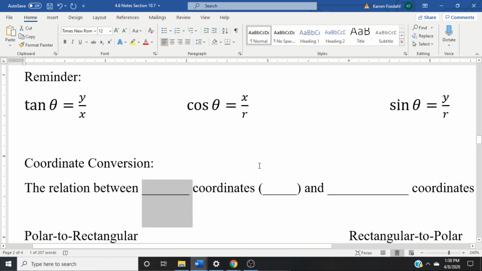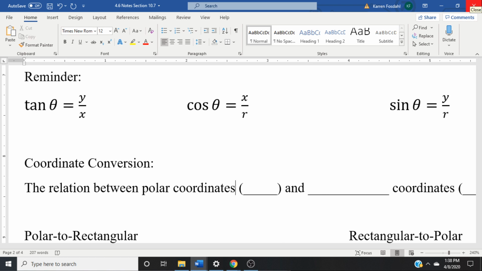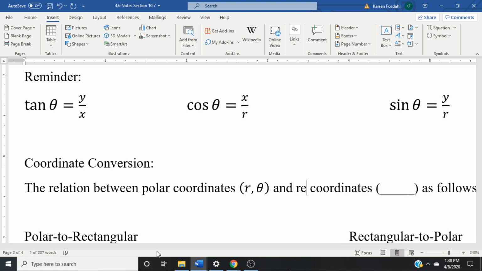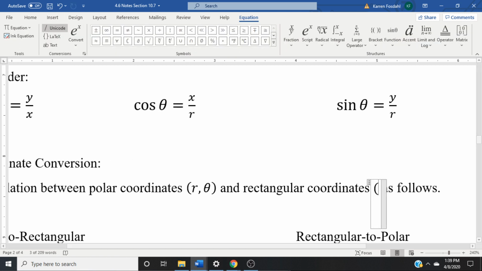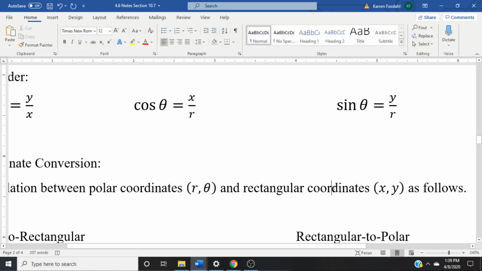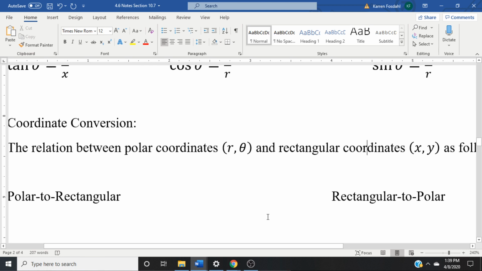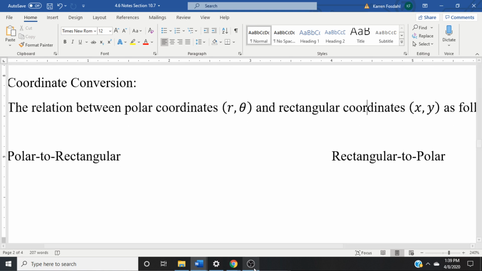Now, the coordinate conversion, the relationship between polar coordinates, and that's going to be our r comma theta, and rectangular coordinates, it's going to be our x comma y, is as follows, okay? Now we need to look at our conversions, okay? So the relationship between polar coordinates and rectangular coordinates is as follows.